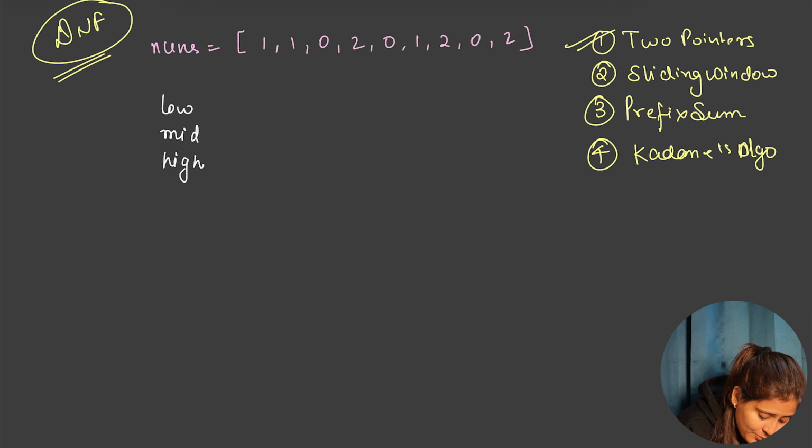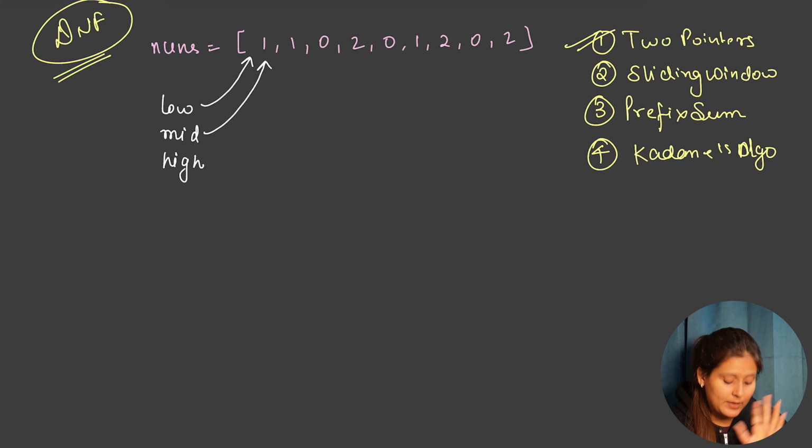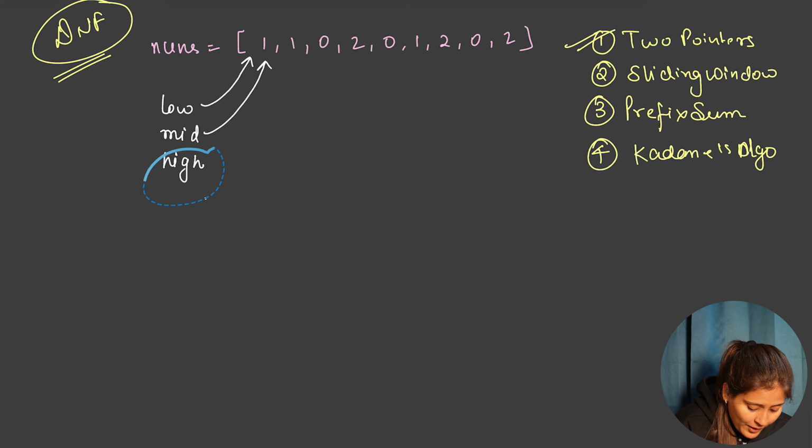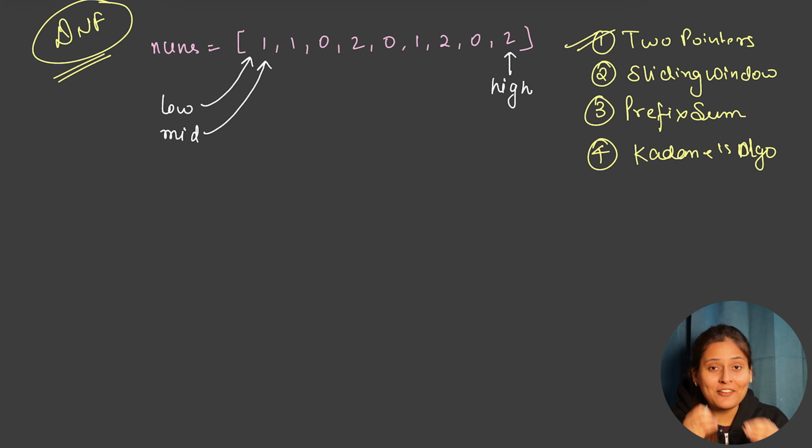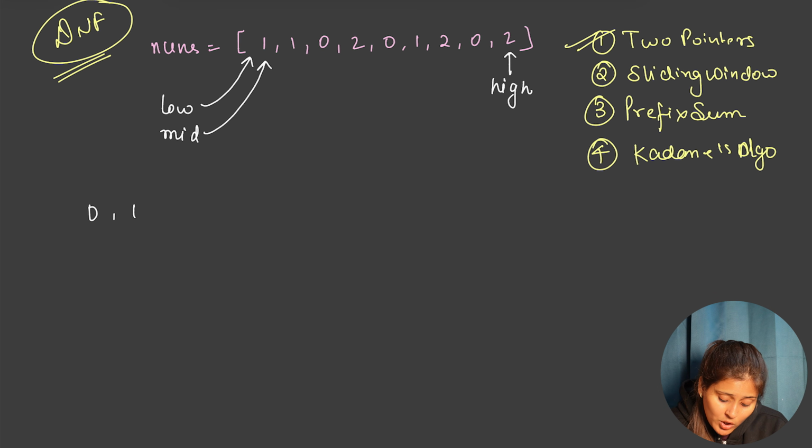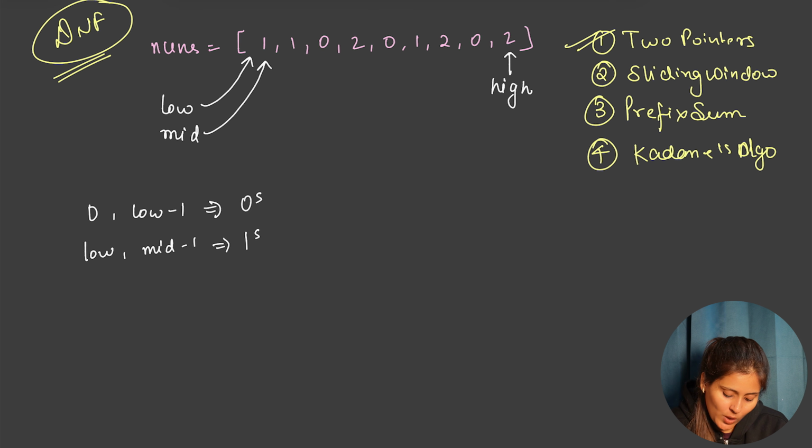Low will point to the 0th index and mid will also point to the 0th index. Remember that. And high will point to the last index. All 3 went into a meeting and talked about who will take care of what element. Low said, from 0 to low minus 1 position, I will take care of all zeros. Mid says, from low to mid minus 1, I will take care of all ones. And high says, from high plus 1 to n minus 1, I will take all 2s.